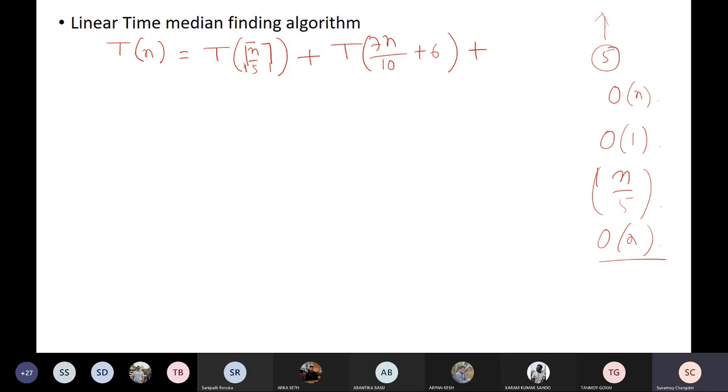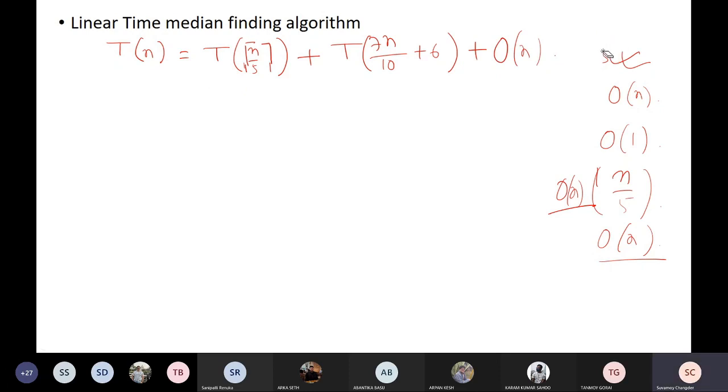So if we apply insertion sort for a fixed number of elements, just think about a fixed number of elements, the time complexity for sorting is order of 1. Since we have order of n number of groups, that is n by 5 groups, to sort the elements, that is, to find the median of each group, we require order of n.